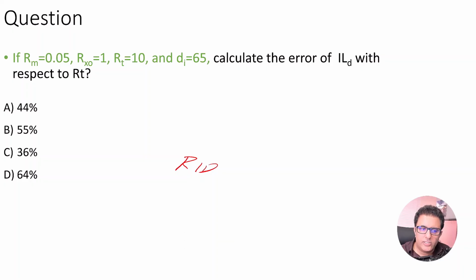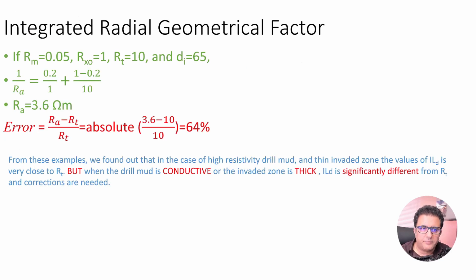So if you just solve for that equation, you're going to notice that the error will be 64%. And this is how I can calculate it. Okay, if I just want to summarize what we have learned so far: in the case that the drill mud is not conductive, it means that the purer the fresh water is, the more that one condition is met.